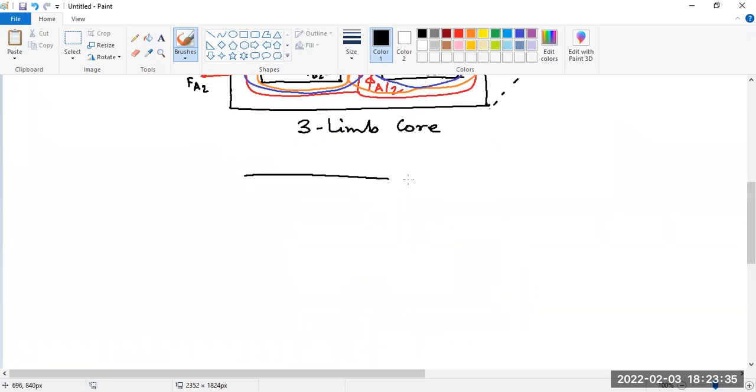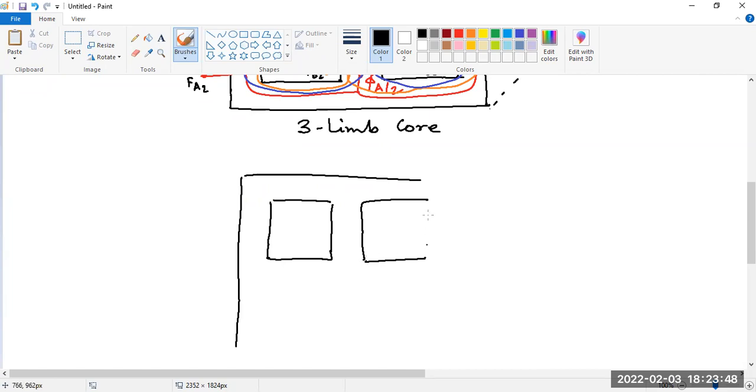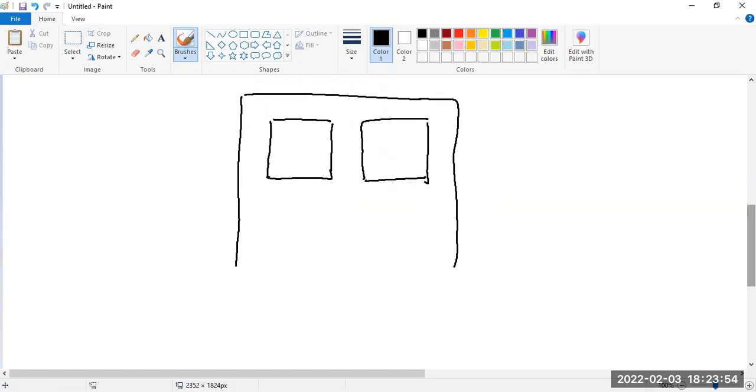Now the shell type. You also try to draw this transformer, because then you will understand it in a better way.